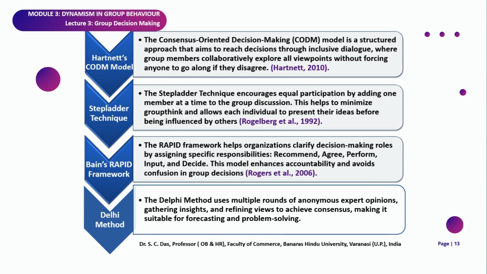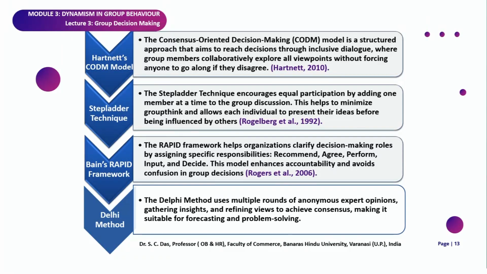Bain's RAPID framework clarifies decision making roles by assigning specific responsibility: recommend, agree, perform, input, decide. The model encourages accountability and avoids confusion in group decisions. Now see, this is also one of the great concerns. If you want to engage each and every person in the group, assign responsibility to each and every member. Identify the total tasks of decision making in different areas and give some responsibility to particular people. So ultimately, you will see that all people are engaged and they are effectively giving good contributions, which may be useful for taking the right decision.